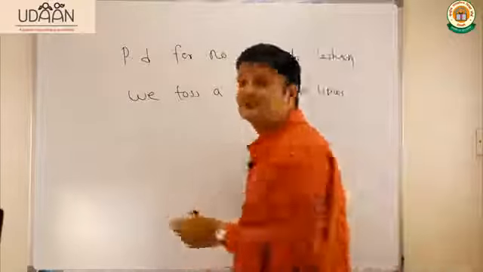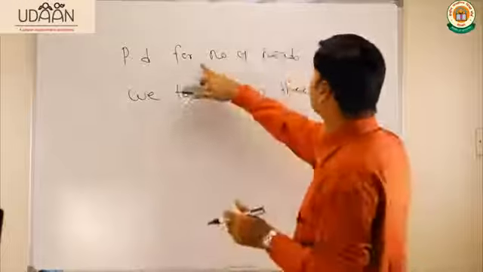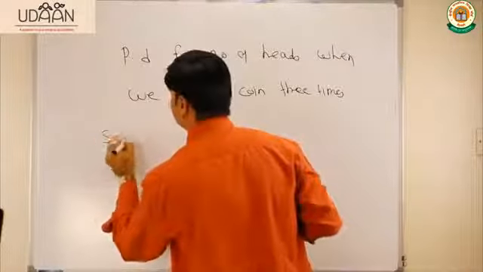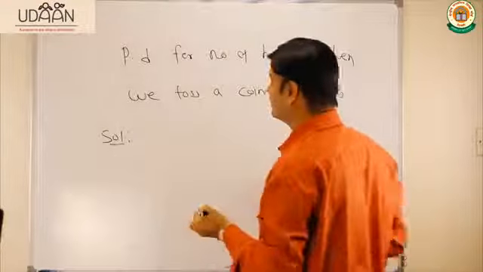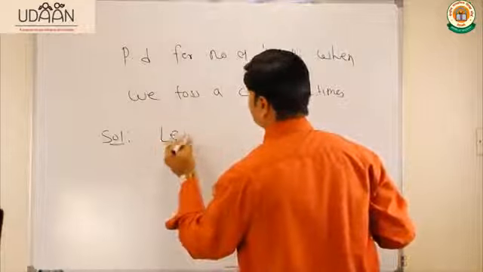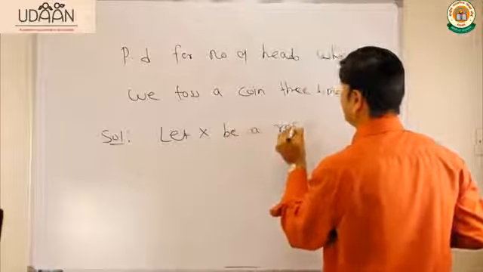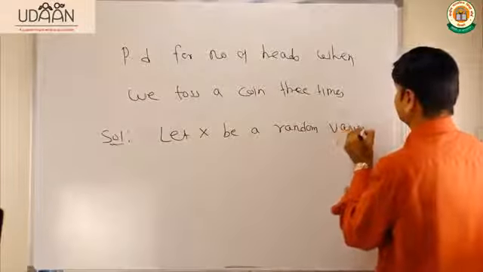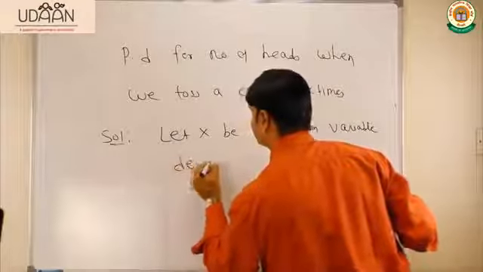So students, as you know, when we toss a coin three times, here I want to know my event is number of heads. So how will we start? I am interested in the number of heads. So first I will declare my random variable. Your starting will be, let capital X be a random variable denoting number of heads.